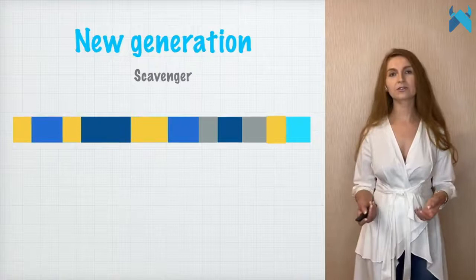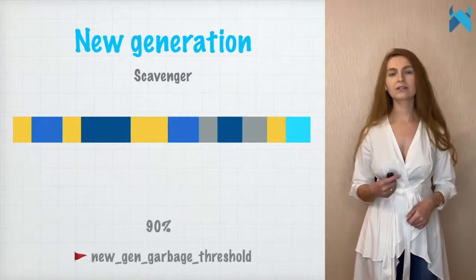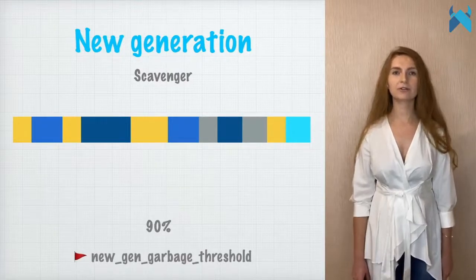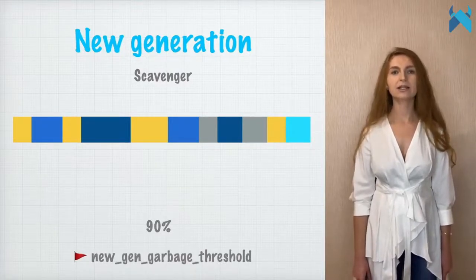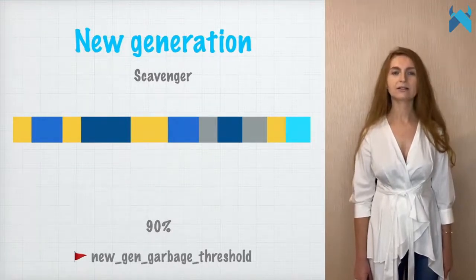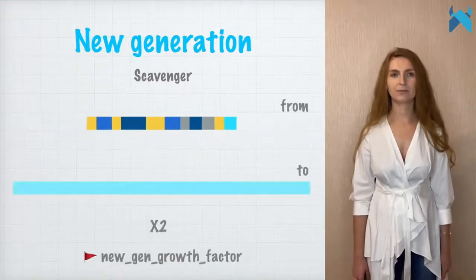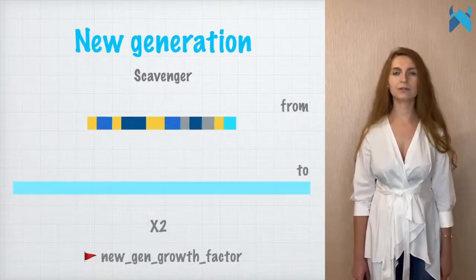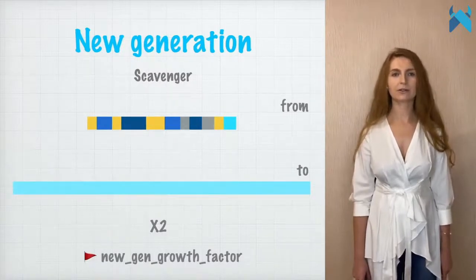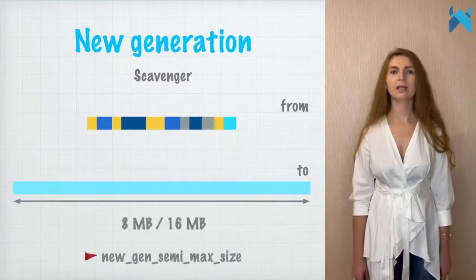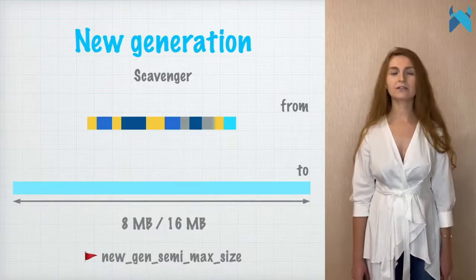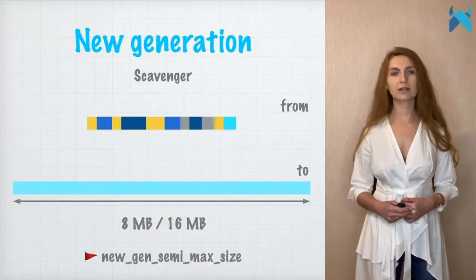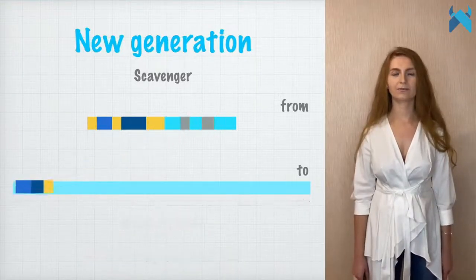It again detects all live objects. If the expected garbage percentage is under a certain value, it means we had too many survivors during the last collection. This value is defined with this flag, the default value for which is 90%. As a reaction, the to semi-space grows compared to the previous size by this flag value. The default is 2. The maximum semi-space size is regulated by this flag, the default value for which is 8 or 16 megabytes, depending on the device architecture.